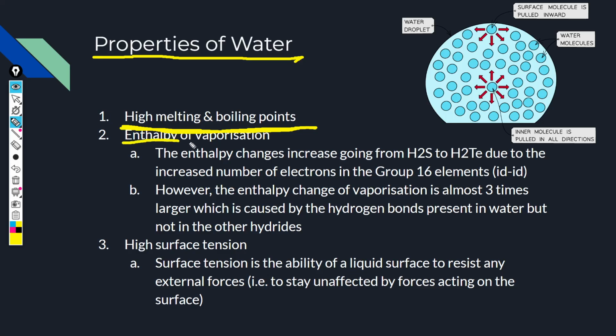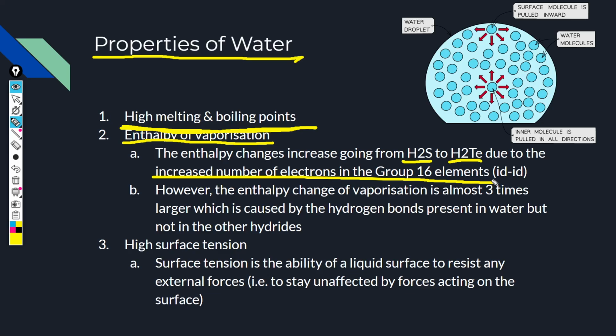Now let's look at the enthalpy of vaporization. This basically means the amount of energy you need to vaporize a compound, right? So normally when we're going down the group, it will increase the enthalpy of vaporization, right? This is because there's obviously more electrons being added, and what do we know when more electrons are added? There'll be more instantaneous dipole to induced dipole forces.